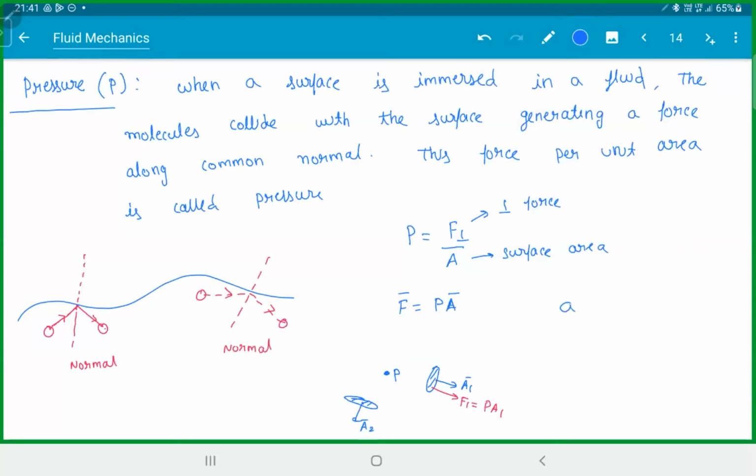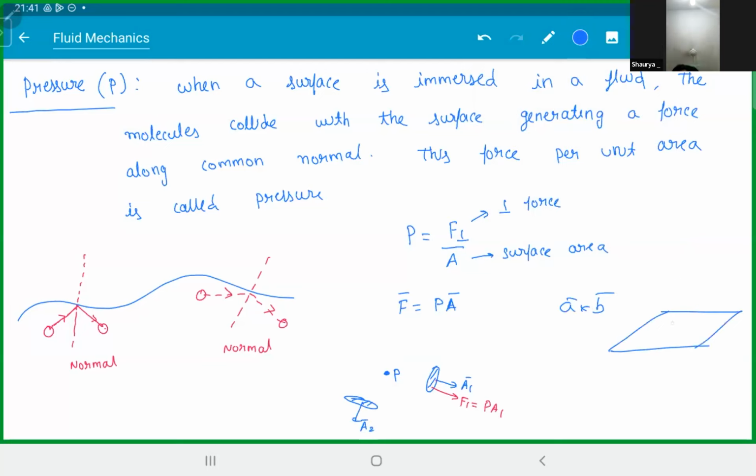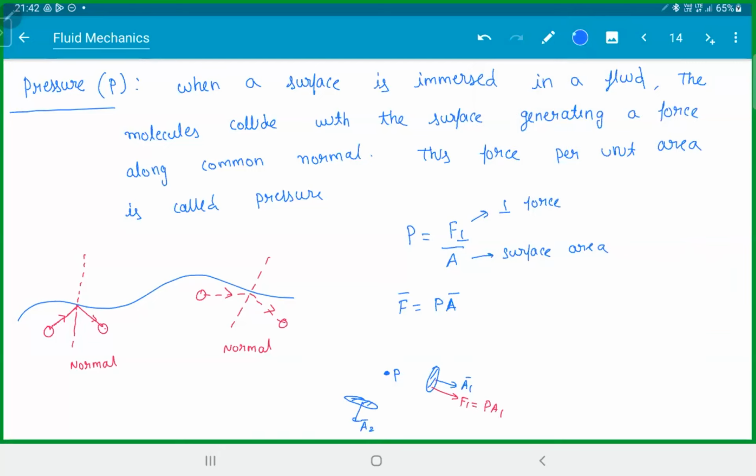Arey, A cross B, what did you do in vectors? What is A cross B? Area of a parallelogram, right? Which is what? Perpendicular to the plane, na? I hope you guys remember. A cross B in vectors is the area of a parallelogram, perpendicular to the vectors. It's a vector out of the plane. So area is a vector there. And this force will be F2.